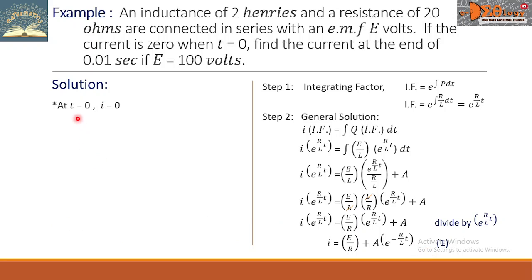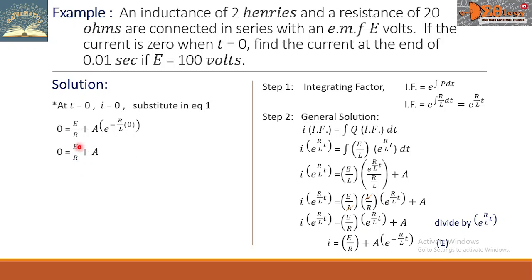In the given, it says at t equals 0, i equals 0. Let us substitute the values in equation 1. So equation 1 becomes like this. The left side becomes 0 equals E over R plus A times e raised to the negative R over L times 0. The 0 here in the exponent will multiply to the negative R over L, and this is equal to 0. It means the e is raised to 0, and that is equal to 1. So we simplify this equation now to be 0 equals E over R plus A.